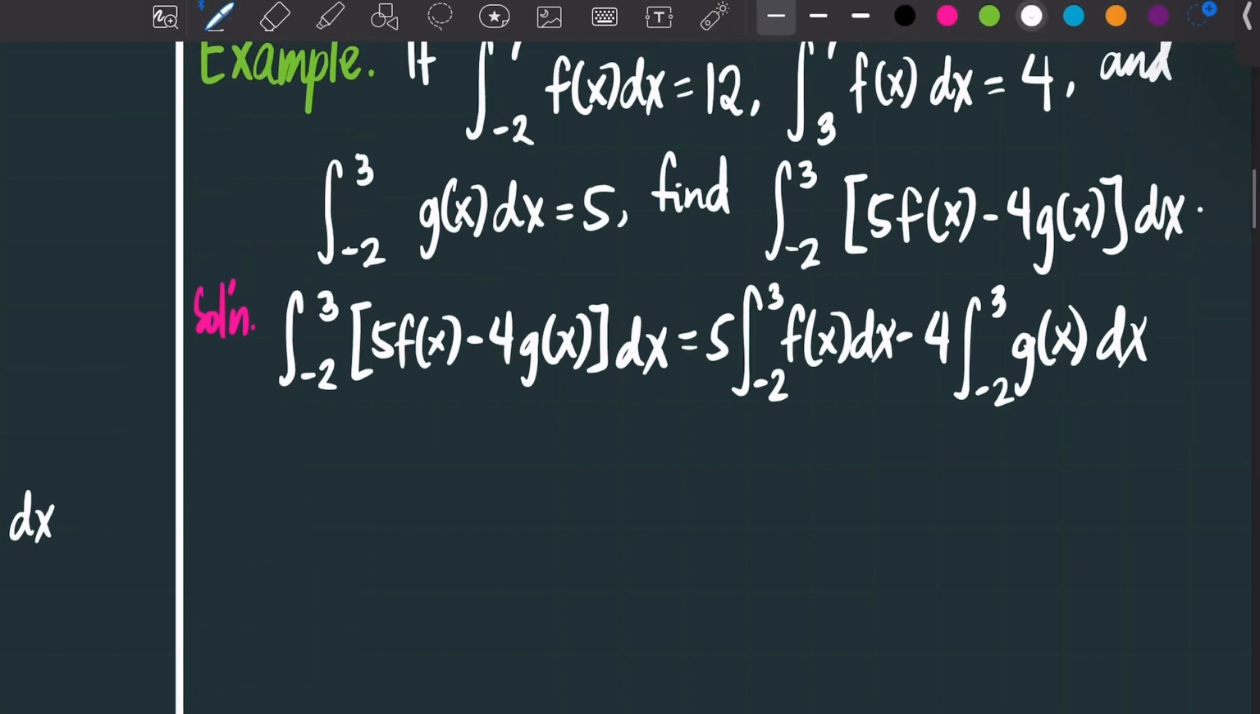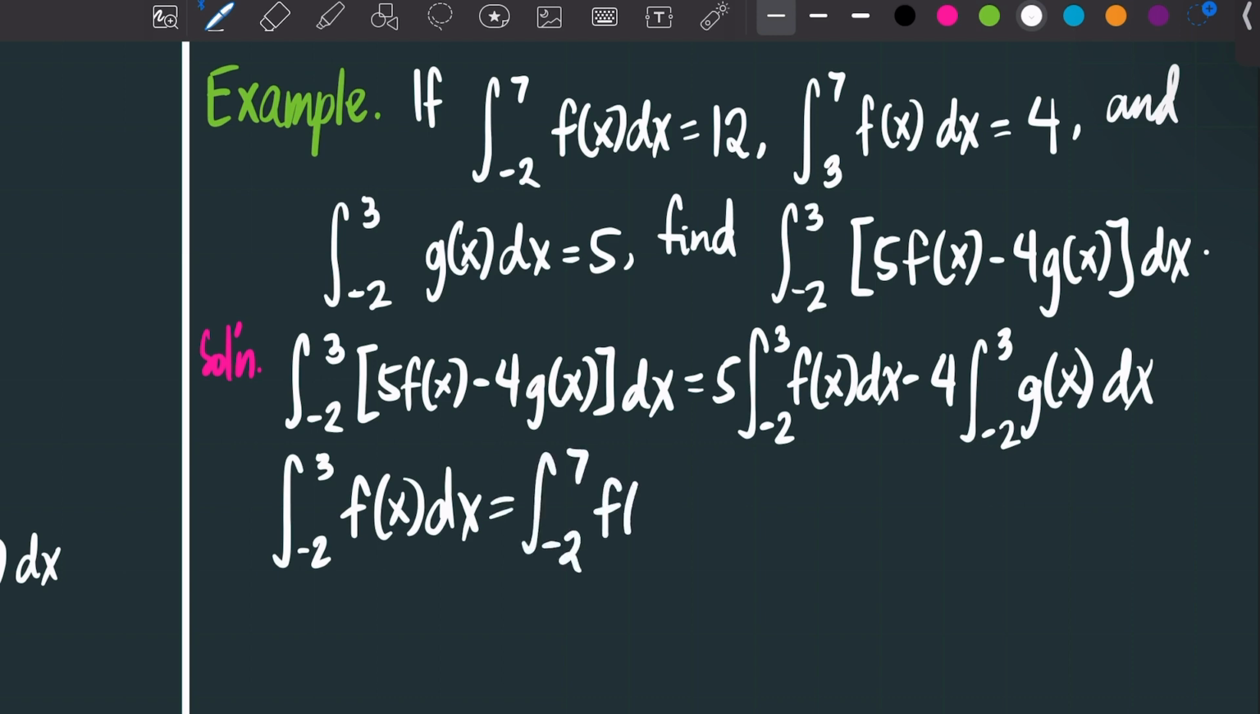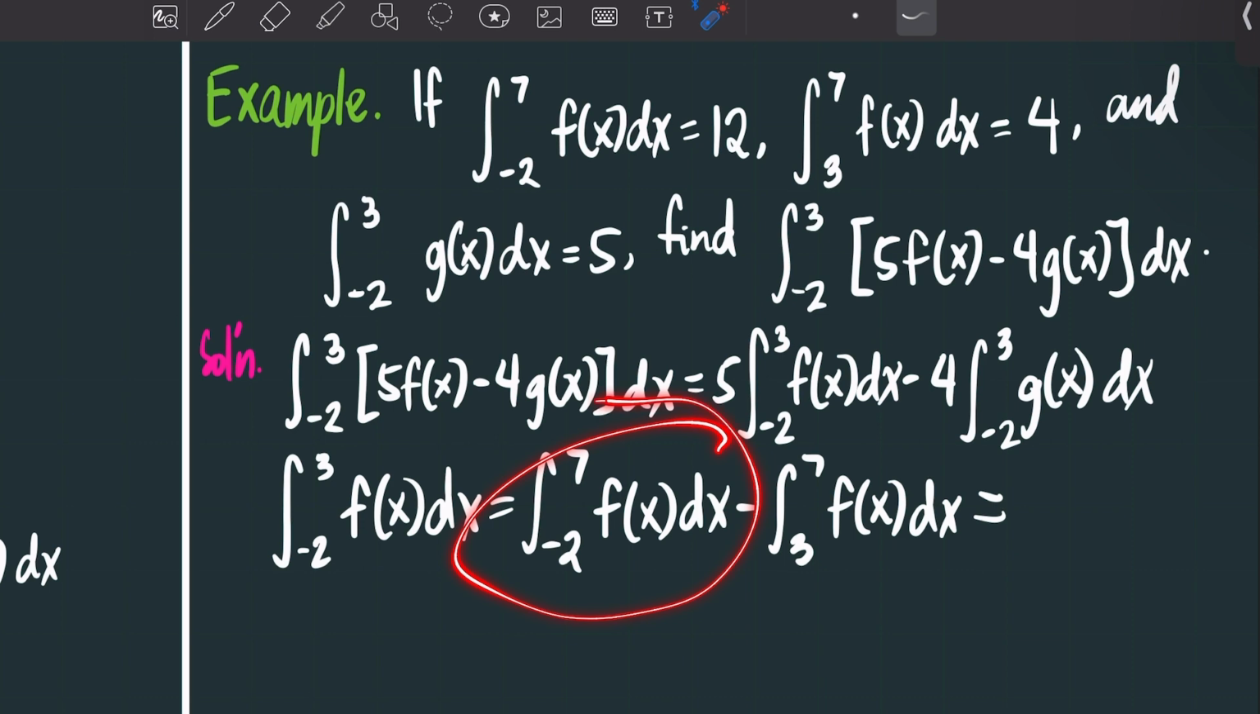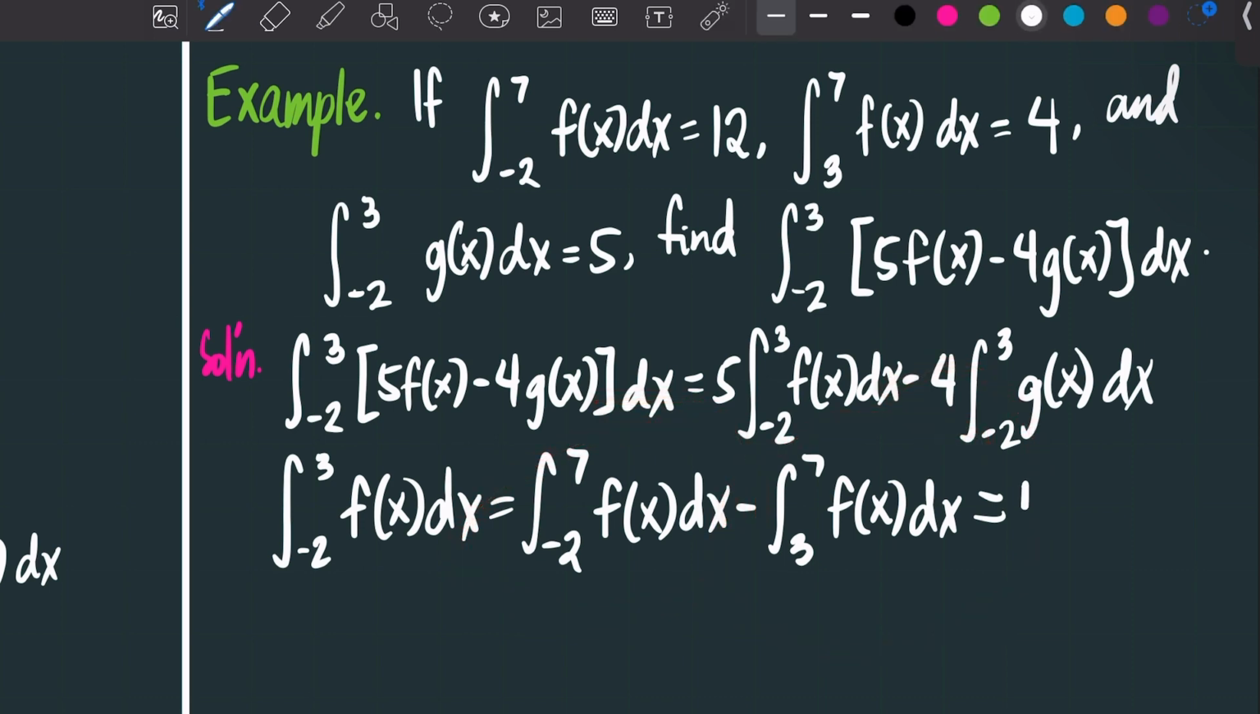So, what we have, the integral from negative 2 to 3 of f of x dx is just the integral from negative 2 to 7 of f of x dx. Then, we subtract the area from 3 to 7, f of x dx. This one is 12. Then, this one is 4. So, 12 minus 4, we have here 8.